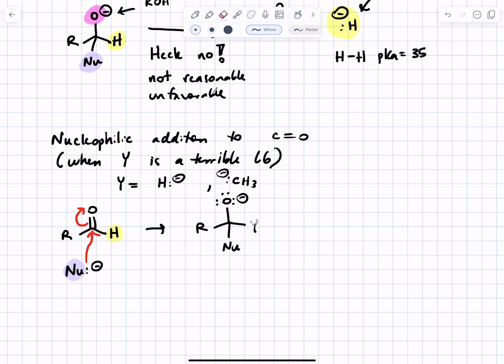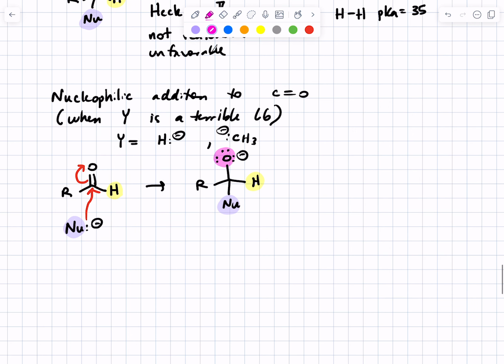Is Y minus, actually, which is now just a hydrogen, a good leaving group relative to the negatively charged oxygen? And the answer is no. So therefore, you're sort of stuck. The leaving group can't leave. You can't kick it off. And so this tetrahedral intermediate isn't really a tetrahedral intermediate anymore. It's more of a tetrahedral product.